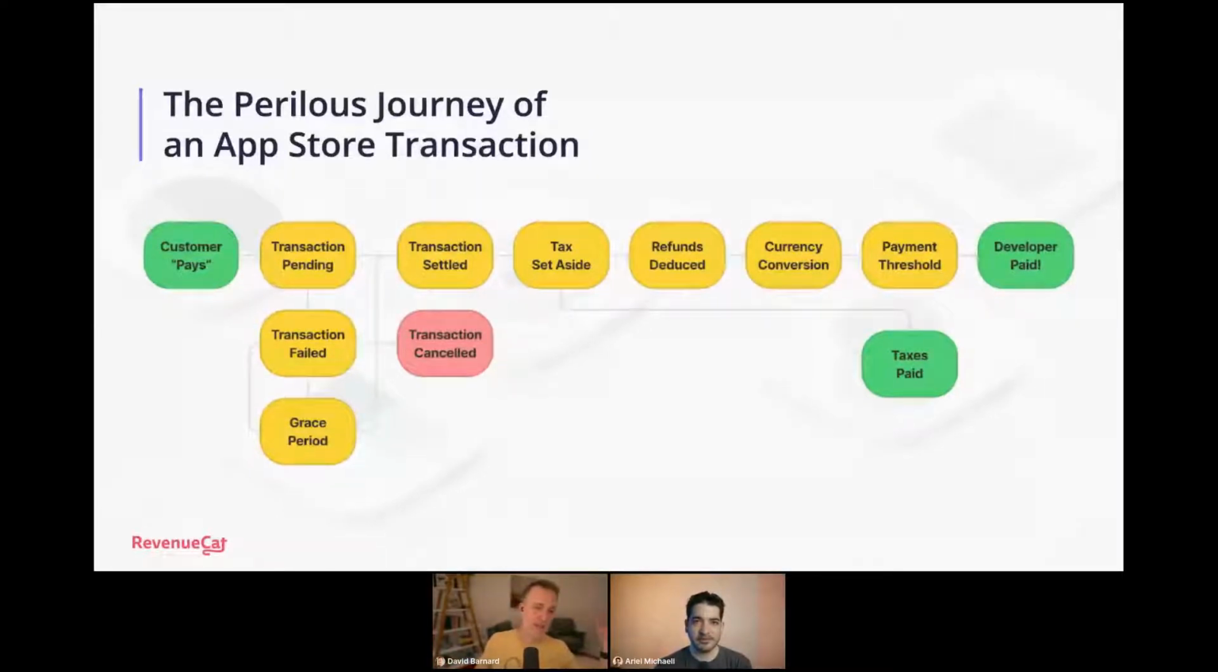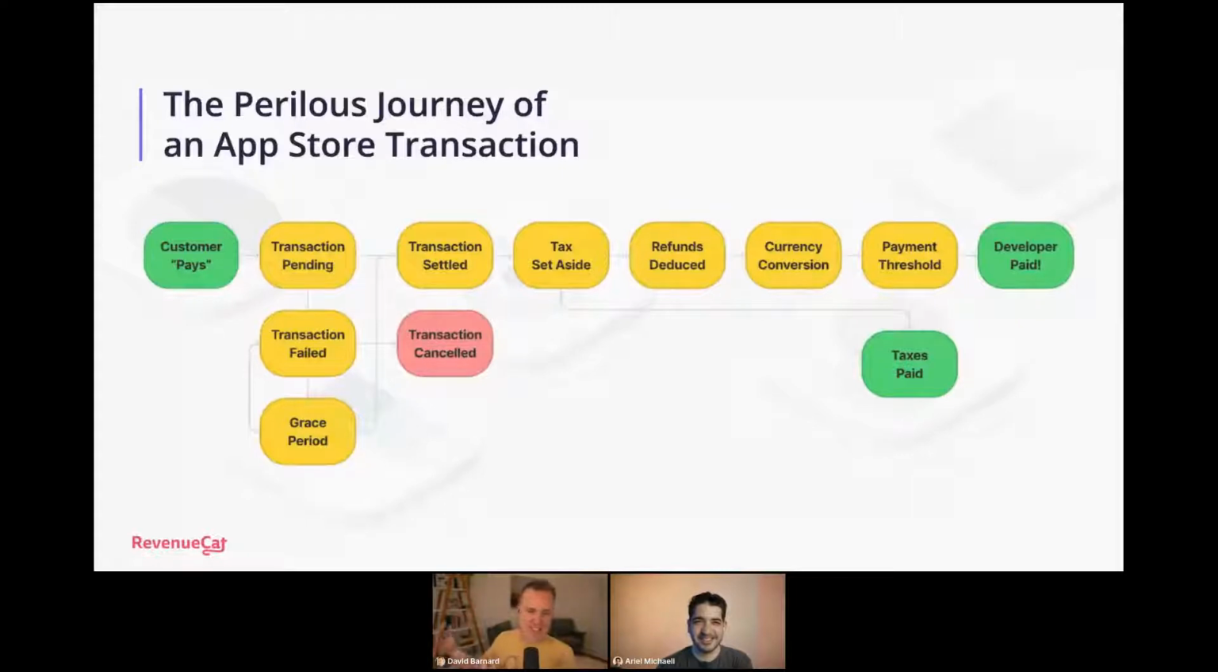So now you have a payment that the customer paid, you've granted them access, and then at some indeterminate point in the future, the transaction actually doesn't go through. And so that transaction is canceled. The revenue that showed up on your daily report, the revenue that we tracked at RevenueCat, goes away.